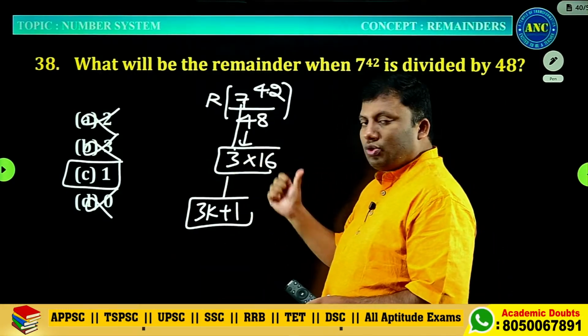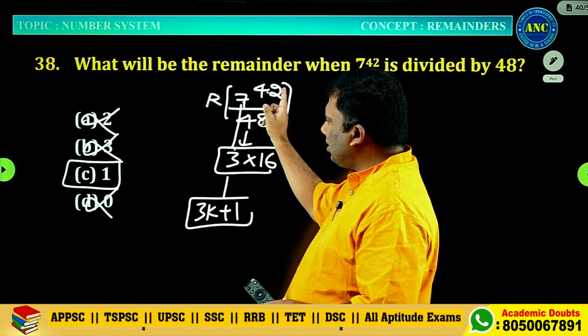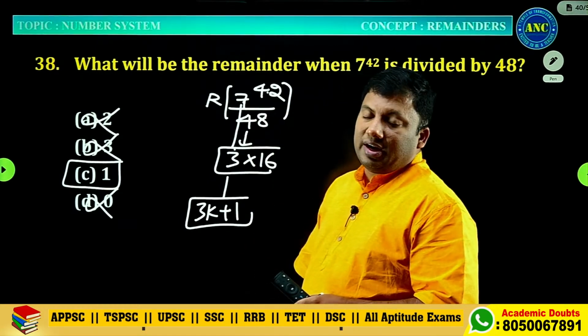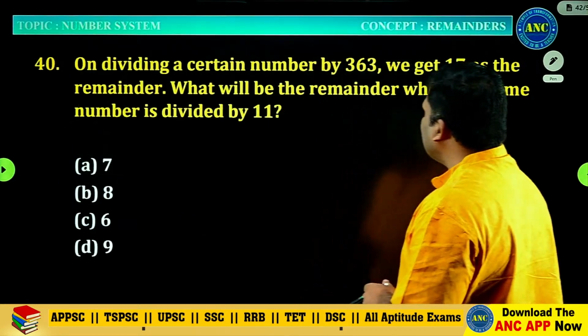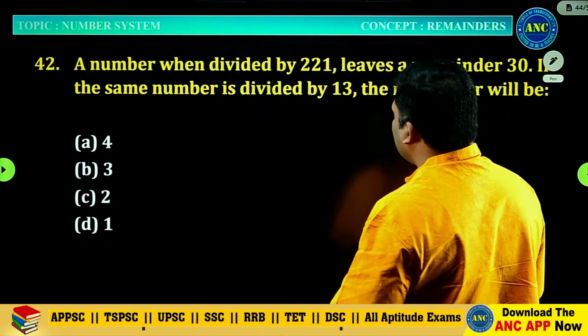48 is 3 into 16. 3 2s are 6, remainder 1. The answer, when divided by 3, remainder should be 1. I hope the idea is clear. Let me see if there is anything else.